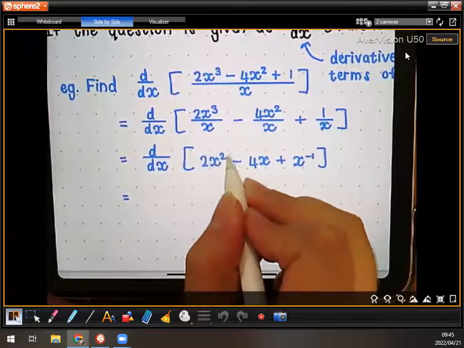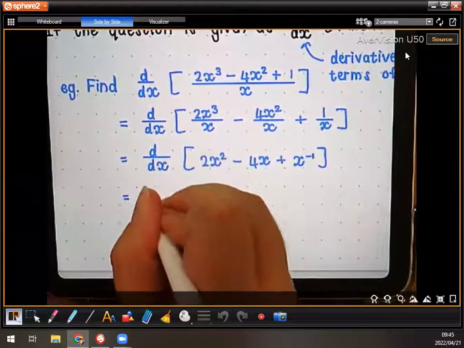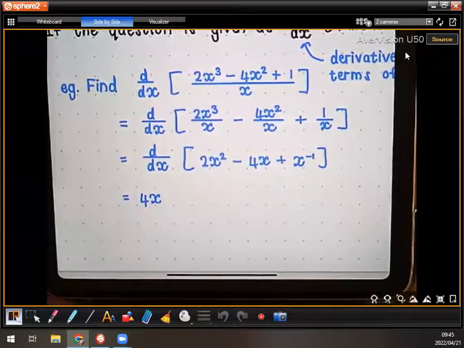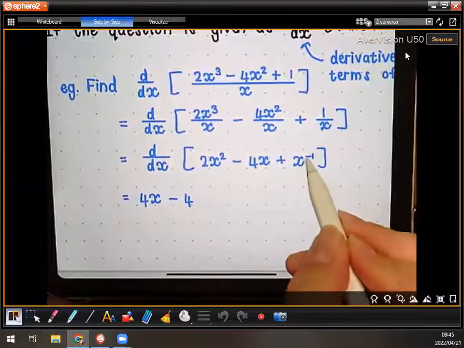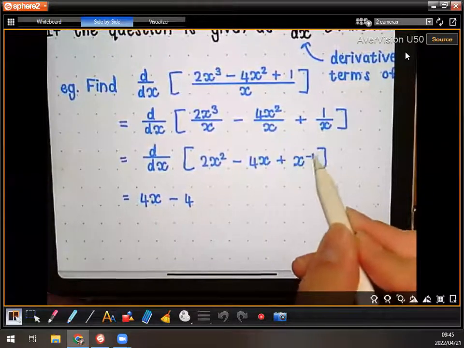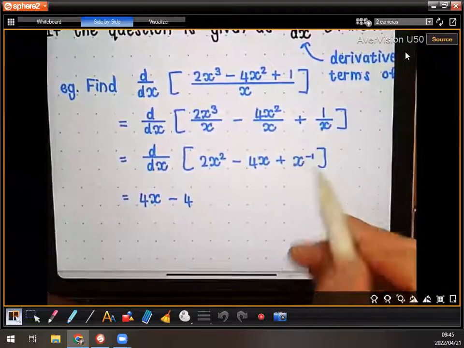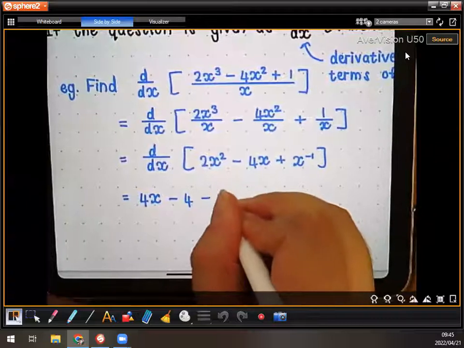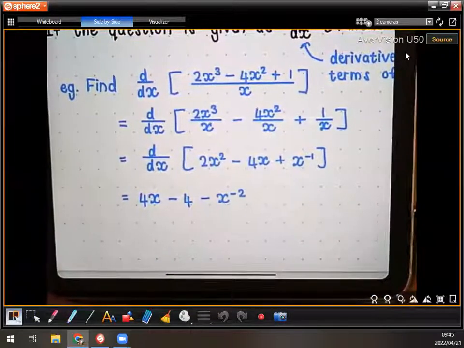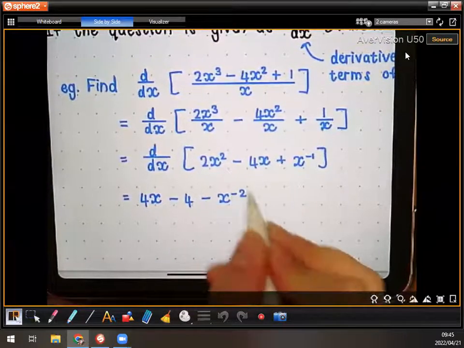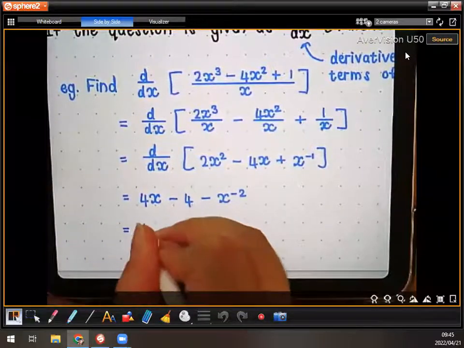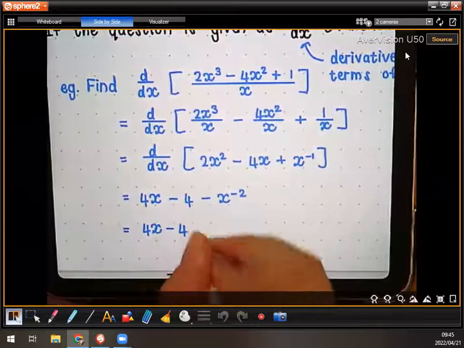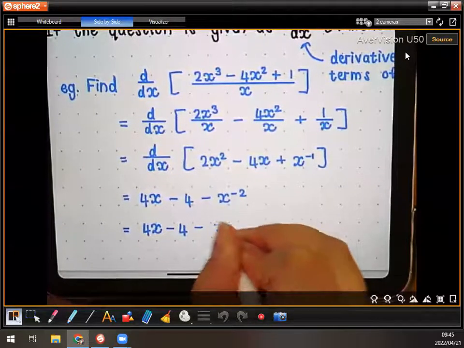So for this first term, I'm going to say 2 times 2 is 4, x to the 1, which we don't have to write. Minus, what's the derivative of 4x? Just 4. For the last one, I have a positive 1 at the front, negative 1 is my exponent. I'm going to say 1 times negative 1, so that's negative 1 x to the negative 2. Now my last thing is to write that final term with a positive exponent. So 4x minus 4 minus 1 over x squared.